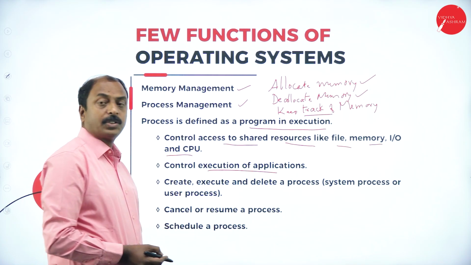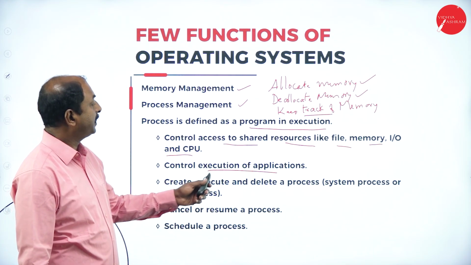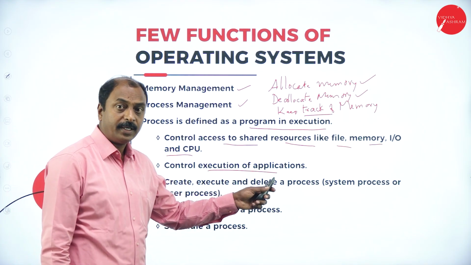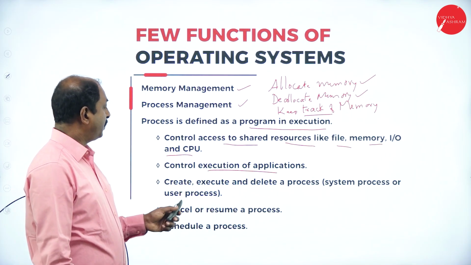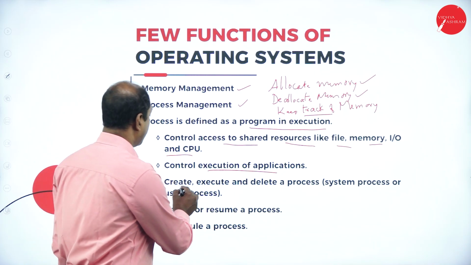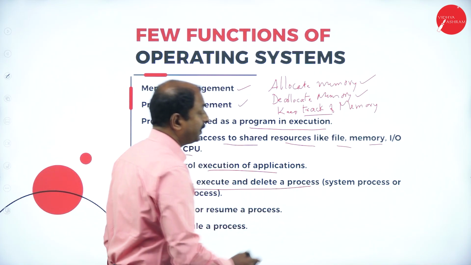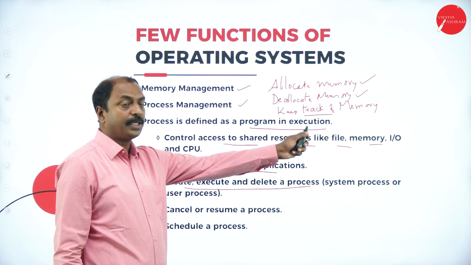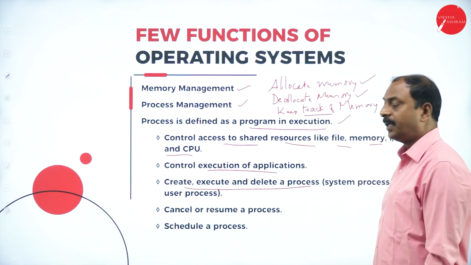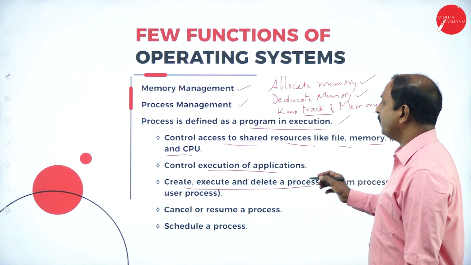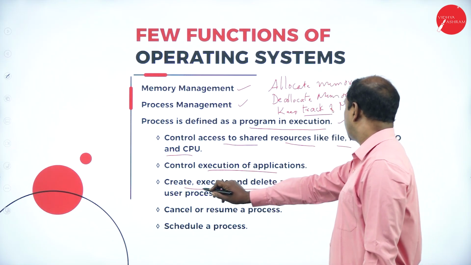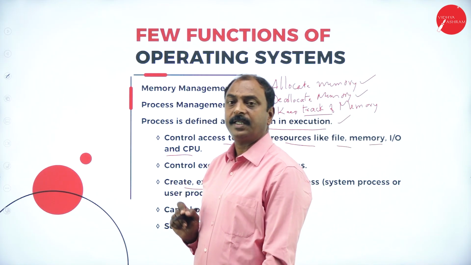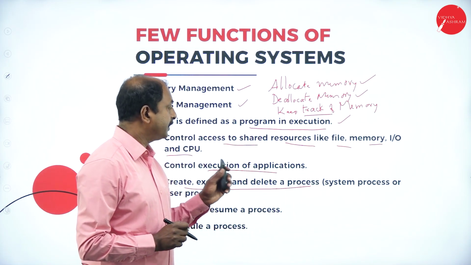What is the meaning of execution of application? If you try to execute any application or file, it is controlled by the operating system. Next one is create, execute, and delete process. What is the meaning of process? We have seen the definition here itself. If any process is executing, at any point of time it can be deleted, stopped, or created. That is another responsibility of the operating system.